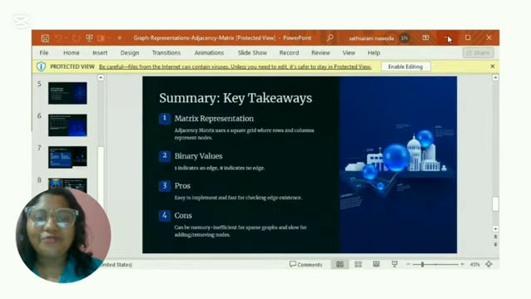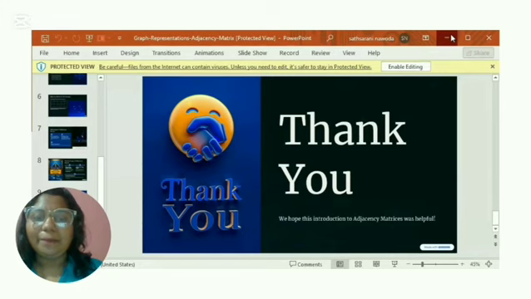Let us summarize what we learned today. A graph consists of nodes and edges. An adjacency matrix is a square matrix used to represent graph connections. Rows and columns represent nodes. Value 1 means an edge exists. Value 0 means no edge exists. The adjacency matrix is easy to use and fast for checking edges, but it uses more memory for sparse and large graphs. I hope this video helped you understand the adjacency matrix clearly.